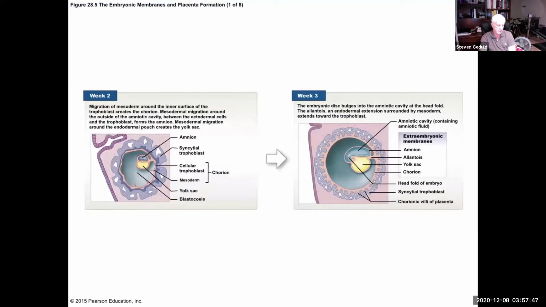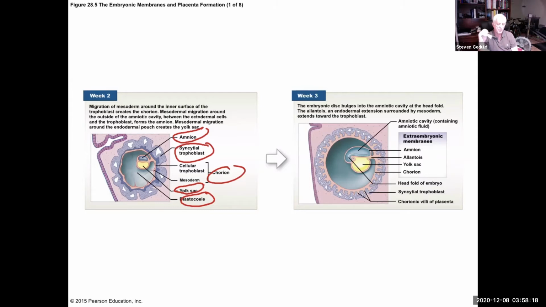So this shows you your development here. You get migration of the mesoderm on the inner surface of the trophoblast, and you see where your amnion is starting to develop. This is the syncytiotrophoblast that anchors it to the uterus. You get your chorion, which is part of your mesoderm and your cellular trophoblast. You still have the yolk sac developing, and you have the inner layer, that space is the blastocele. That's at week 2.